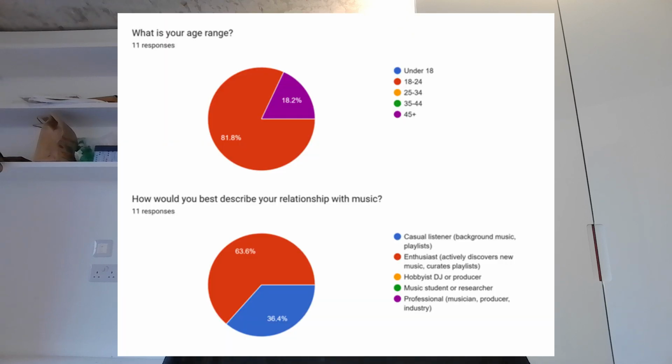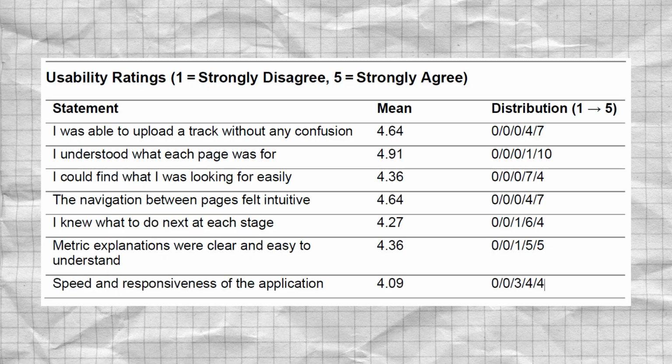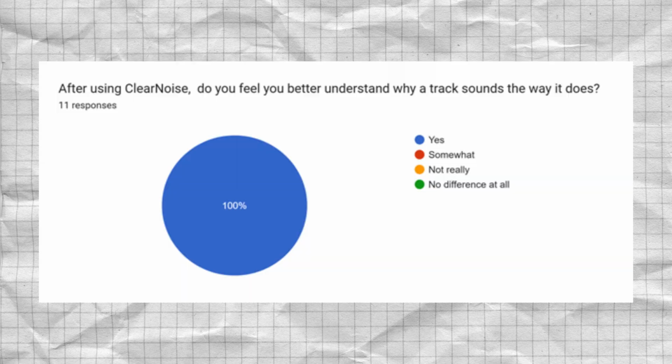I tested the platform with 11 target users, mostly aged 18 to 24, with an average acoustic familiarity score of 2.4 out of 5 before using the application, so genuinely non-technical users. Usability scores averaged 4.5 out of 5 across the 5 core usability statements, but the headline result was this: 100% of participants found that the system helped them better understand why a track sounds the way that it does, which was a core goal for this project.